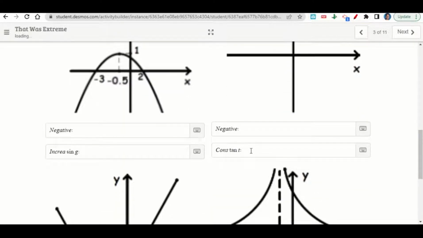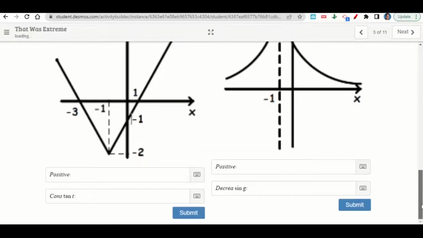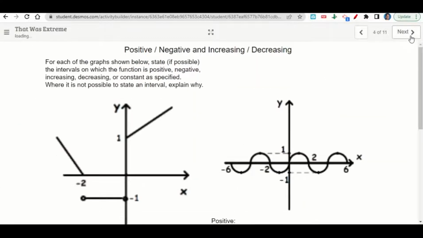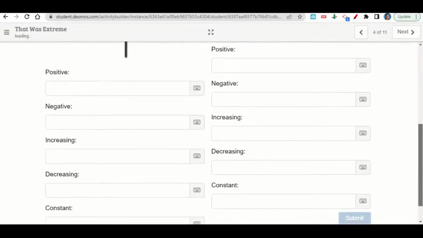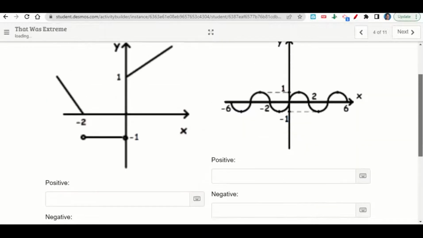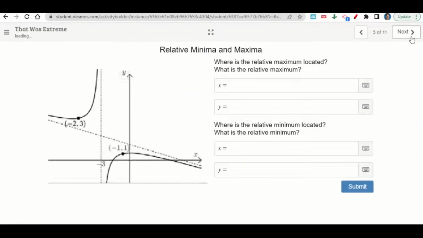Now, some of them will ask, where is it constant? Where is it negative and increasing, decreasing? And then we'll go ahead and click Next. Same thing, where is it positive? Where is it negative? Where is it increasing, decreasing? Where is it staying constant? So you'll answer it for each of these. Now, when it comes to the relative maximum and minimum, notice it gives you the x value and y value.